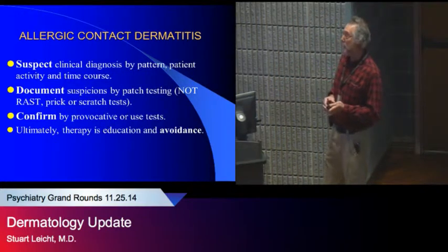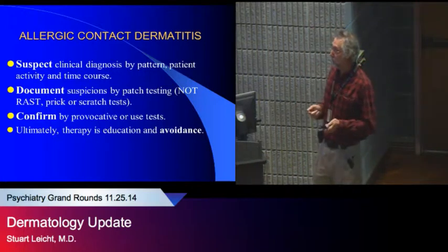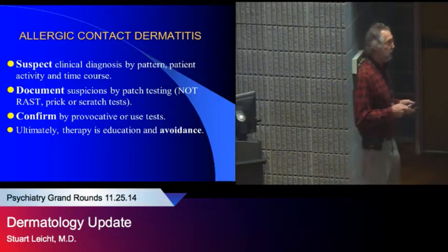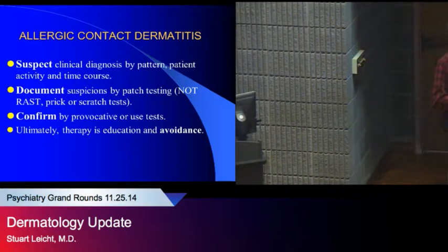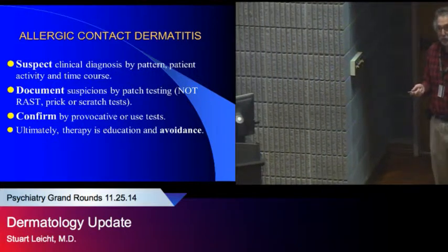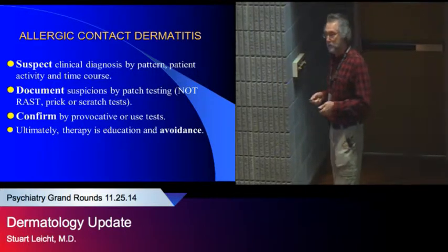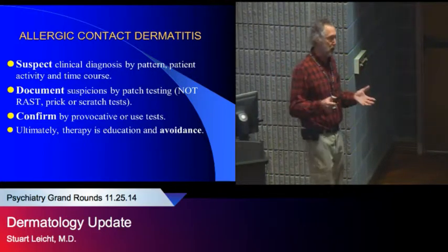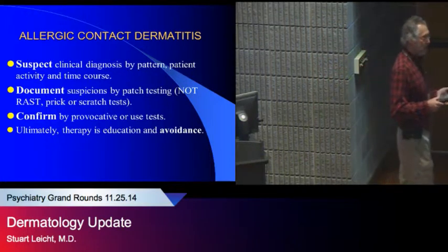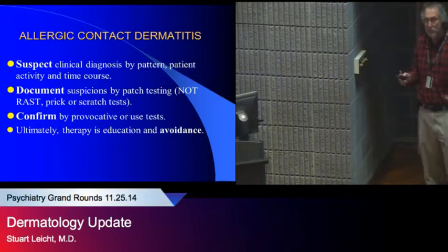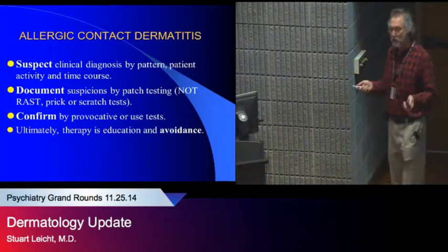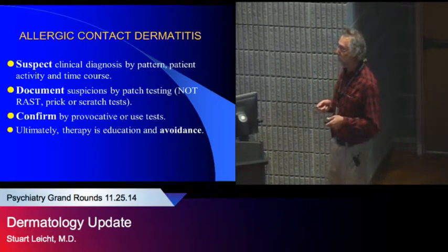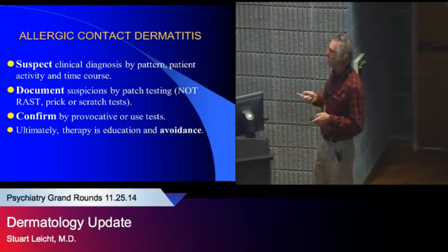You can confirm the reaction by a provocative or use test, but ultimately the only treatment is going to be education and avoidance. You can't desensitize people to a type 4 mediated reaction. Were that true, you could do organ transplants on people and not have to give them immunosuppression. The immune system really, as far as we know, doesn't negotiate at all. It has the Vietnam complex. To save the village, you must destroy the village. It is not tolerant at all. It continues on. The only way to have a foreign material in your body is to suppress the reaction that's occurring to it.